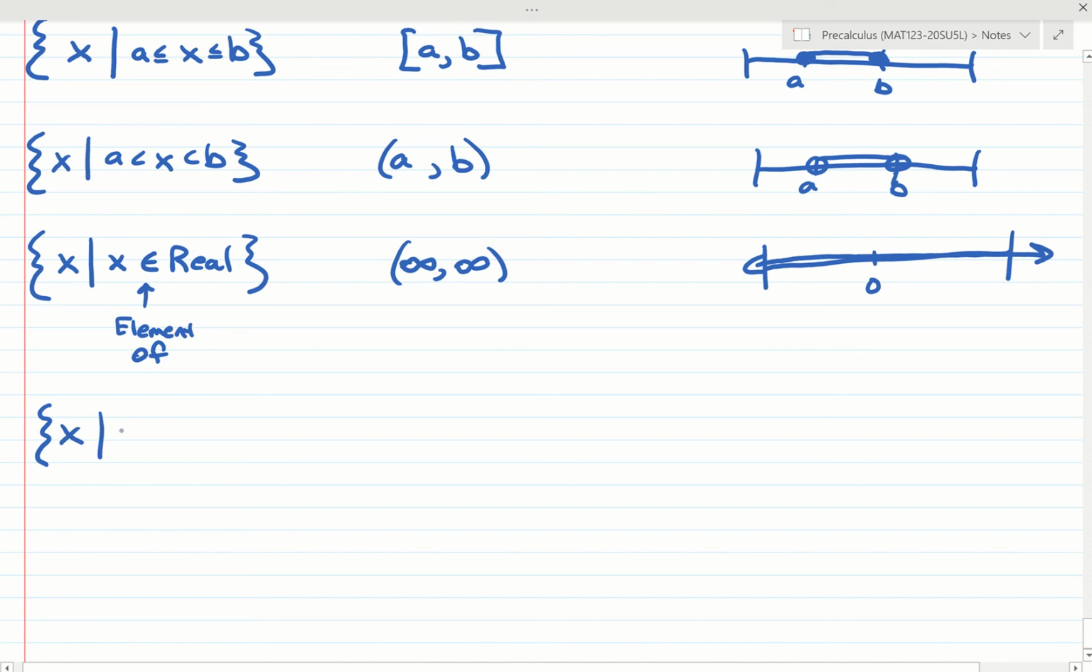The last type of compound inequality I want to talk about is if we're looking at the set of x such that x is less than a or x is greater than or equal to b. So it looks like they're separate, right? So we have a, we're not including that. We have b, we are including that. And we have to join two actual inequalities.